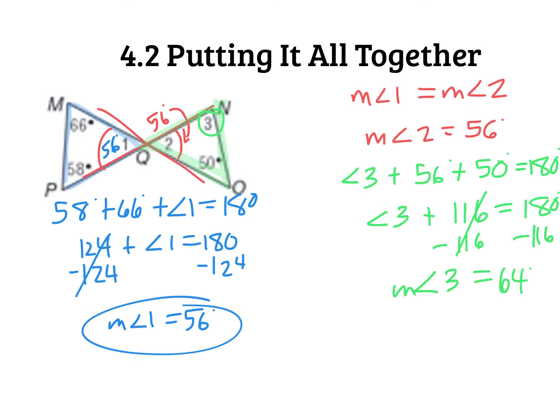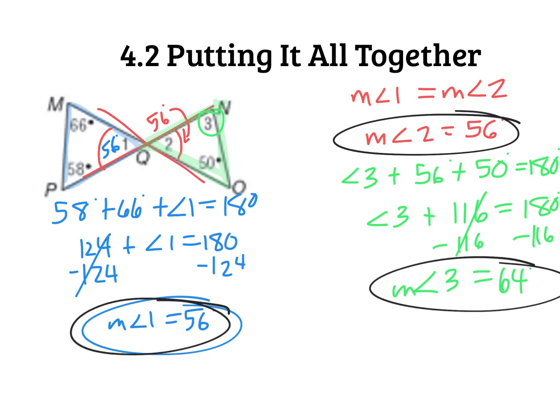And there it is. We find angle 2, angle 3, and angle 1, and we got all of our missing angles. And here, I use the, sorry, the interior angle sum theorem, because we added angles on the inside to equal 180.